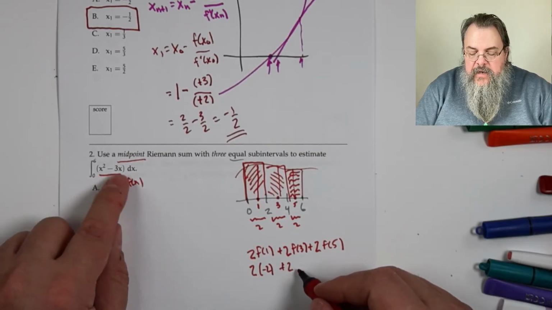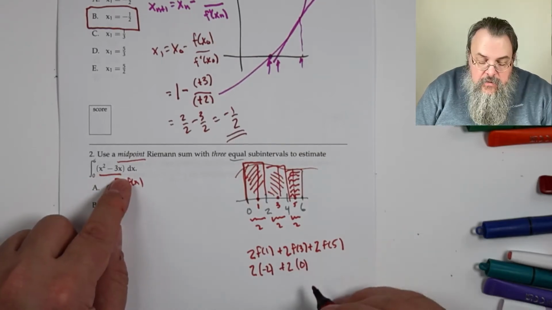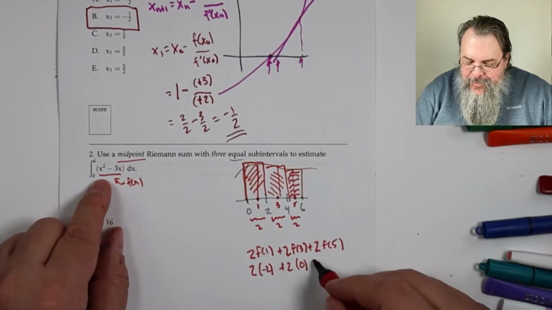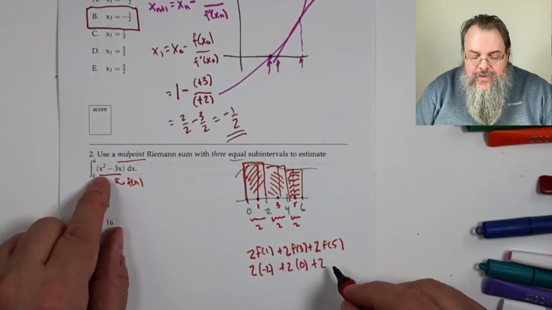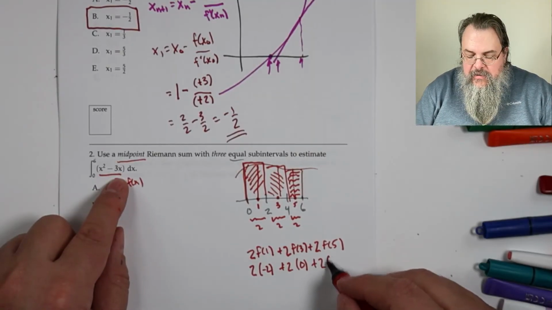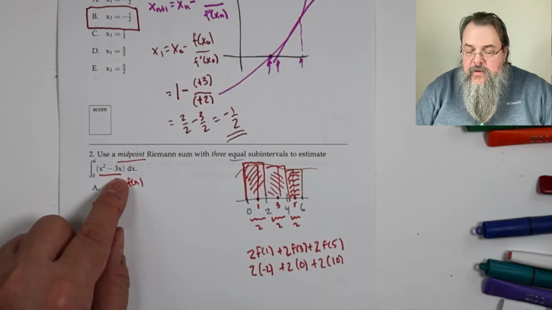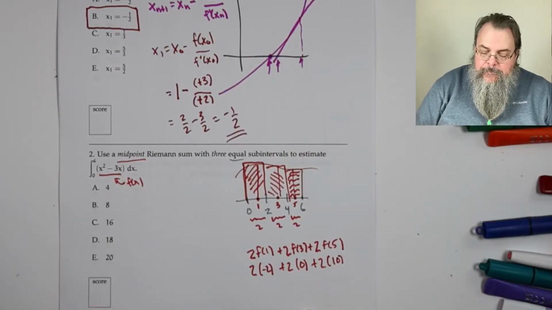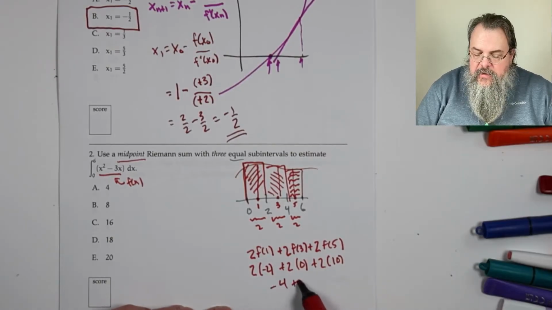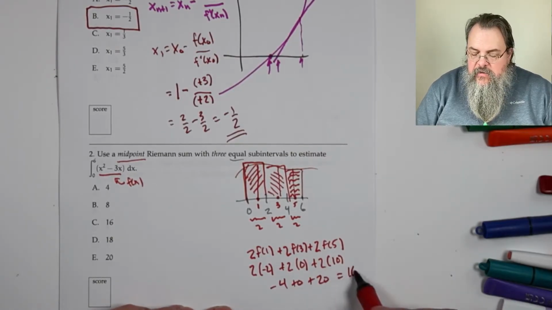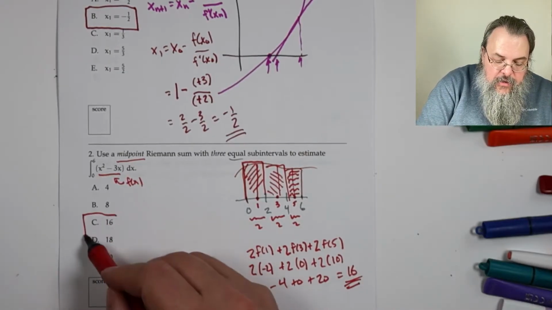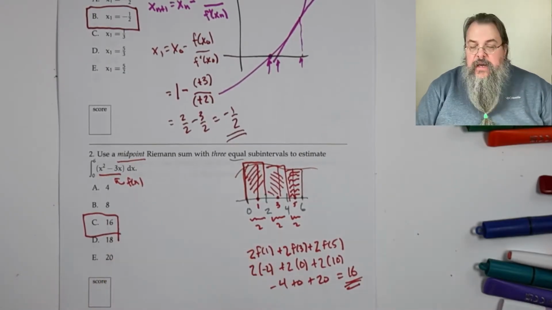9 minus 9 is 0. Oh, that's very convenient. Nice. Zeros are nice. We like zeros. 25 minus 15. Okay, that's 10. So what do we have? We have minus 4 plus 0 plus 20 is 16. And there we go. 16 is an answer.